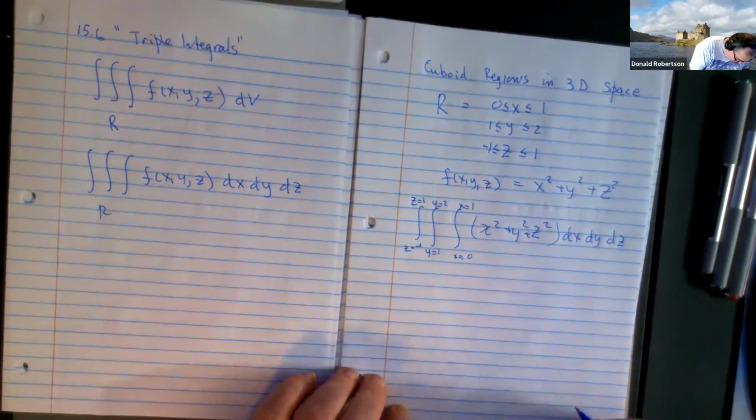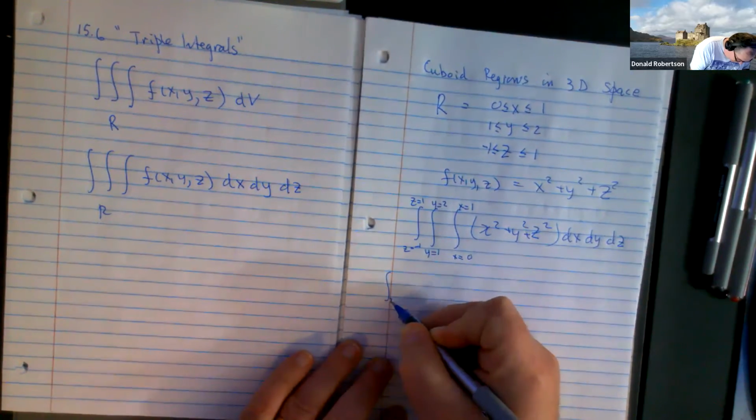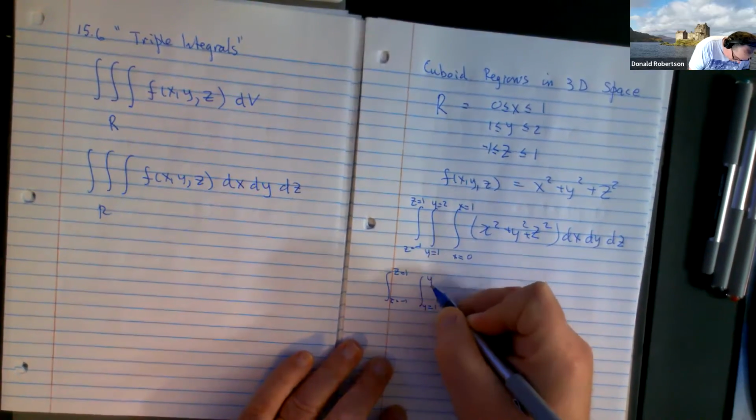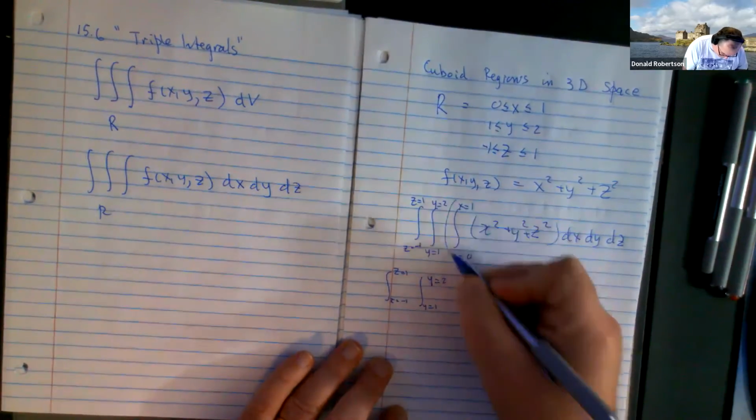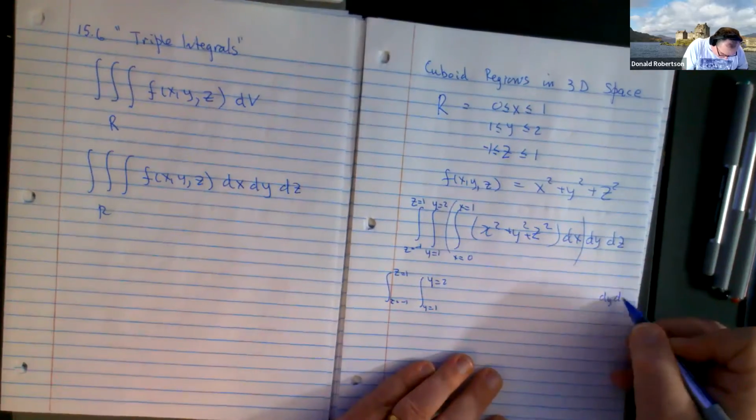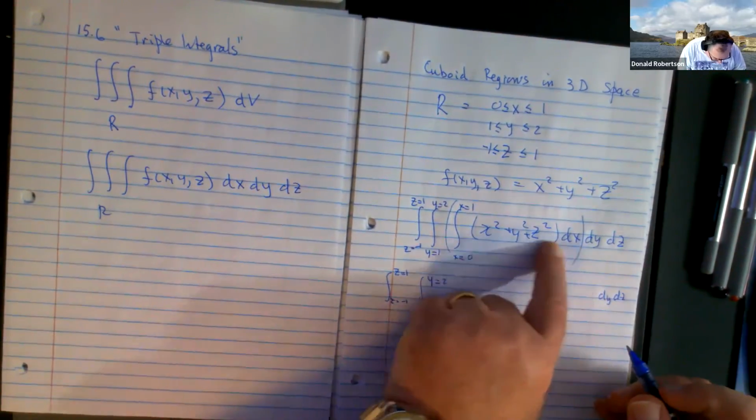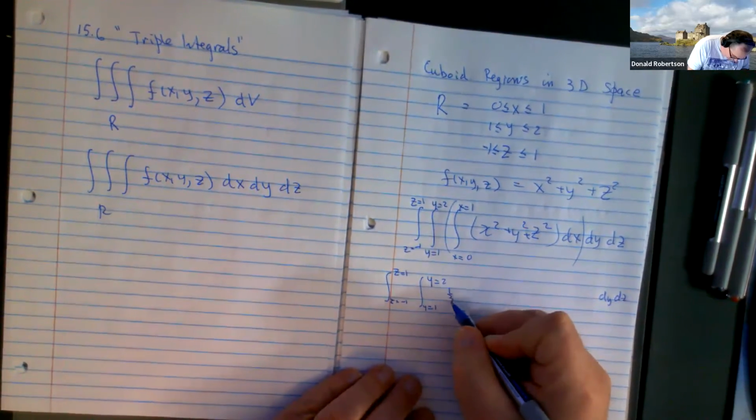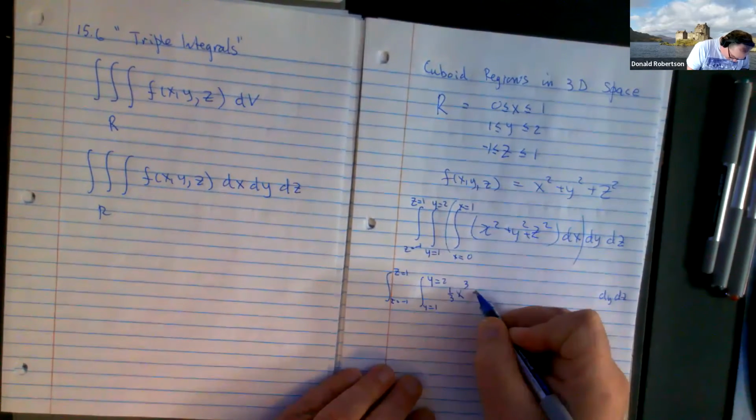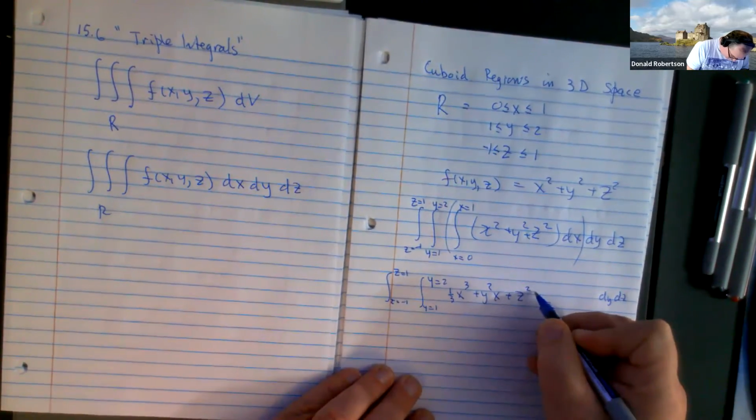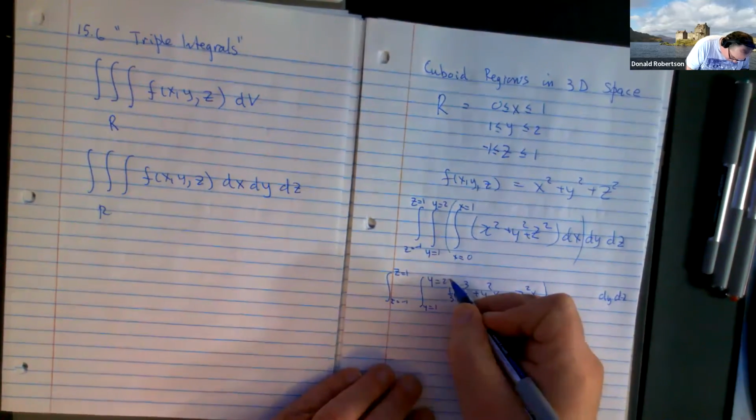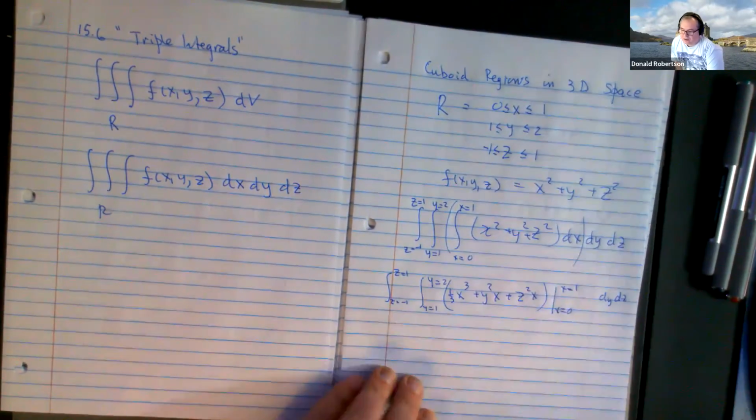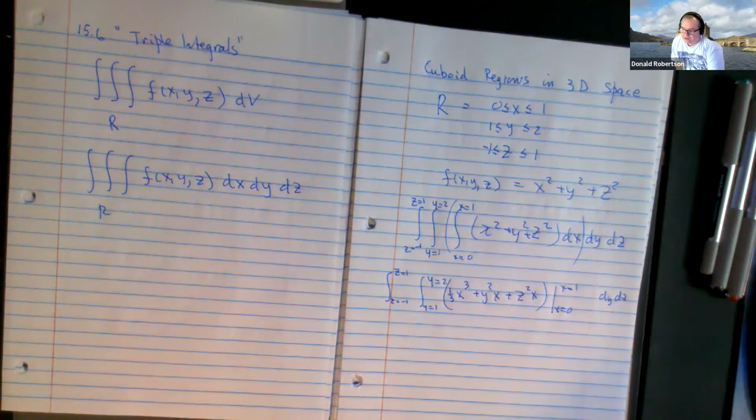So z equals -1 to z equals 1, y equals 1 to y equals 2, and I'll just do this guy, and then I'll do a dy dz after that. Now, if you integrate this with respect to x, you get 1/3 x cubed, a y squared x, and a z squared x, evaluated at x equals 0 and x equals 1. Are we comfortable with that integration with respect to x?